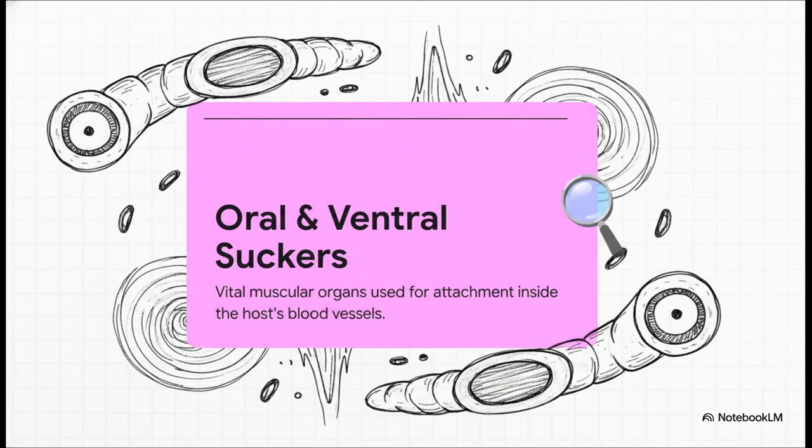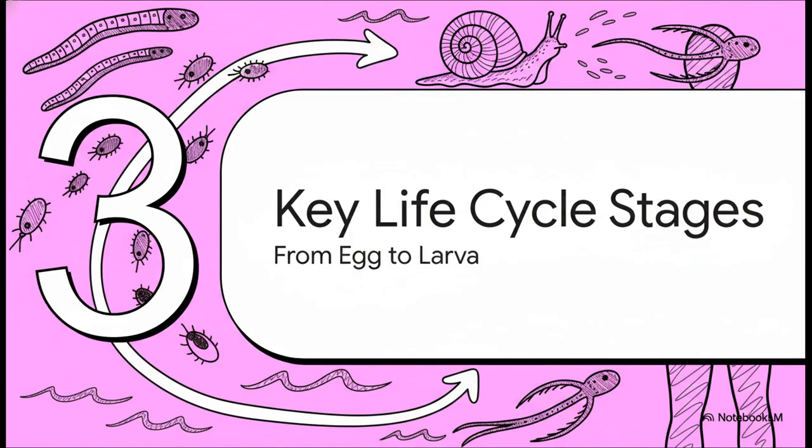So how do they survive inside the host? I mean, they're in blood vessels with blood flowing all the time. Well, they have a powerful anchor. Actually, they have two. Up at the front end, you've got the oral sucker, which is right around the mouth. And just behind that, you'll see the bigger ventral sucker. These aren't just passive parts. They are powerful muscular organs that are absolutely essential for clinging to the inside of blood vessels against the constant flow of blood.